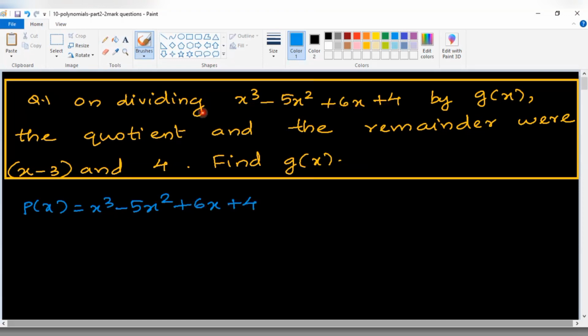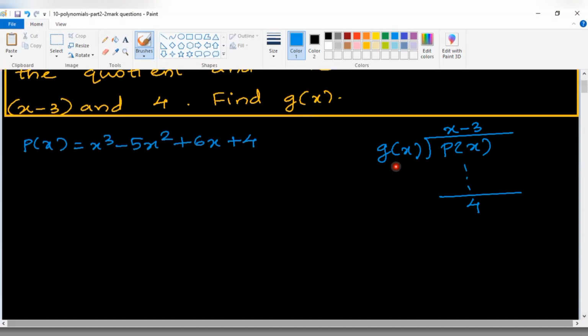Okay, what is given in the question? This polynomial p of x was divided by g of x. Then the quotient we got was x minus 3 and the remainder we got is 4. So how can we represent this data as an equation?